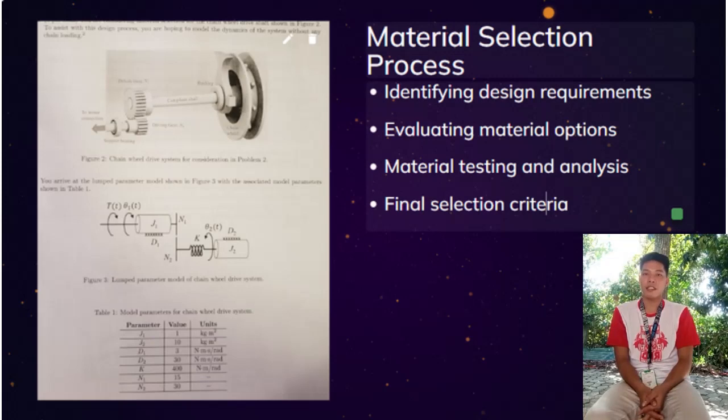Material testing and analysis: conducting tests and analysis to validate the properties and performance of the materials under specific conditions is crucial. This may involve mechanical tests, thermal analysis, and compatibility assessments. Final selection criteria: based on the evaluation of testing, a final material choice is made considering factors like performance, cost, availability, and manufacturability. The use of material selection matrices or decision-making tools can facilitate this process.